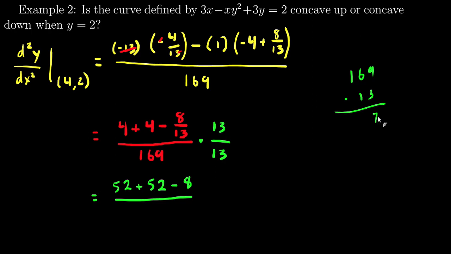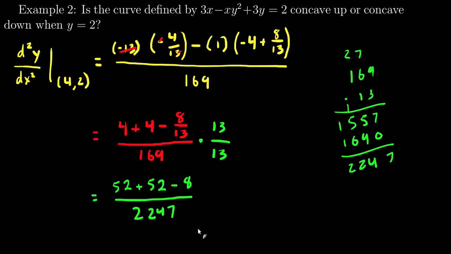And so 3 times 9 is 27. 3 times 6 is 18, plus 7 is 25. 3 times 1 is 3, plus 2 is 5. Put the 0, and I get 169. Add them up. 7, 4, 2, 2. And so I'll get 2,247 in the denominator. Hopefully I didn't mess that up.